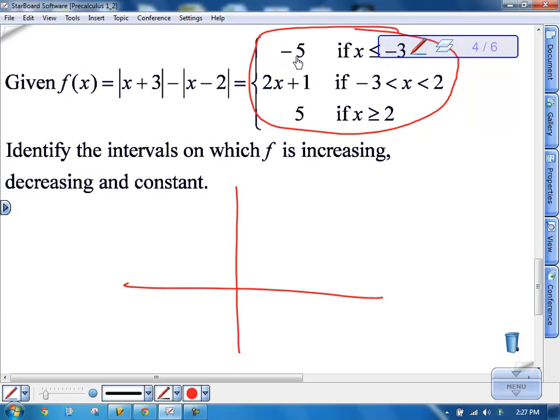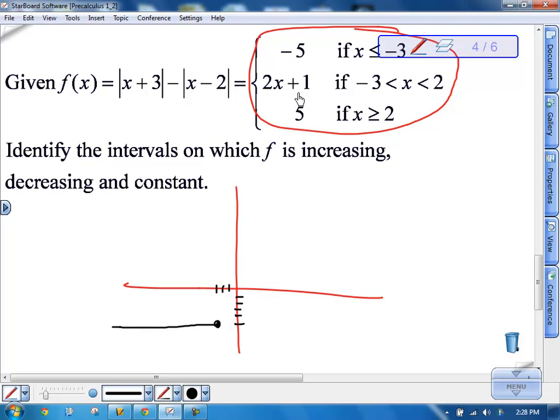This function looks like this. It's negative 5 if our x values are less than or equal to negative 3. So negative 5 is 1, 2, 3, 4, 5, right down here. So it's negative 5 all the way up until this point, negative 3, where we have a closed dot because that's less than or equal to.